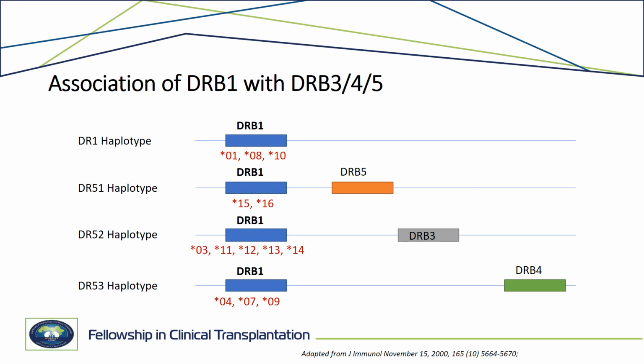In another example, if another individual inherited the DR52 haplotype, which consists of the DR beta 1, 03, 11, 12, 13, and 14, they found that the DR beta 3 is strongly associated with this haplotype. In the last example, if an individual inherited the DR53 haplotype, which consists of the DR beta 1, 04, 07, 09, they found that the DR beta 4 has a very strong association with this haplotype.